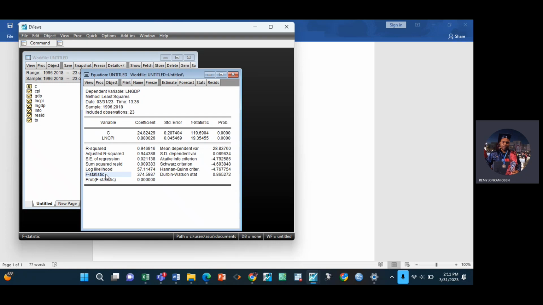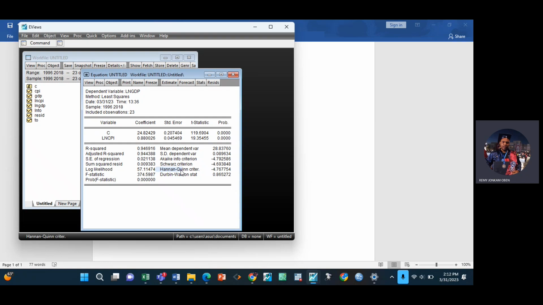Because you can have a case where maybe some of the variables are individually insignificant, but when you look at them together jointly, they might be significant. Okay. What of these other criteria, Akaike information criterion, Schwartz criterion, and Hannan-Quinn criterion? We use them to compare models. You cannot use them for a single model. That is, on their own, they don't give us too many meanings.